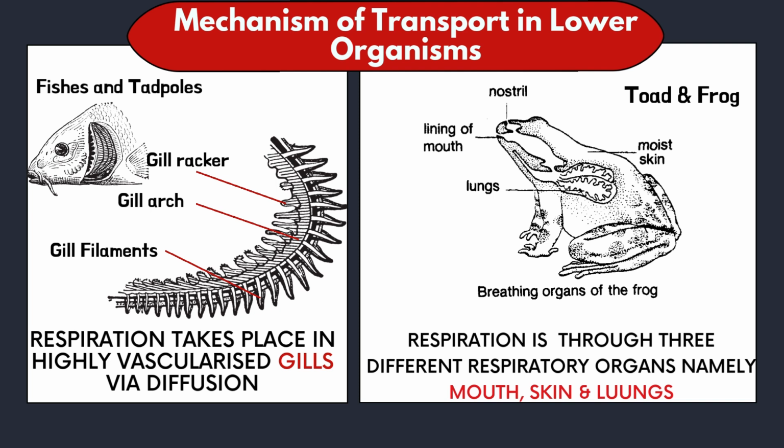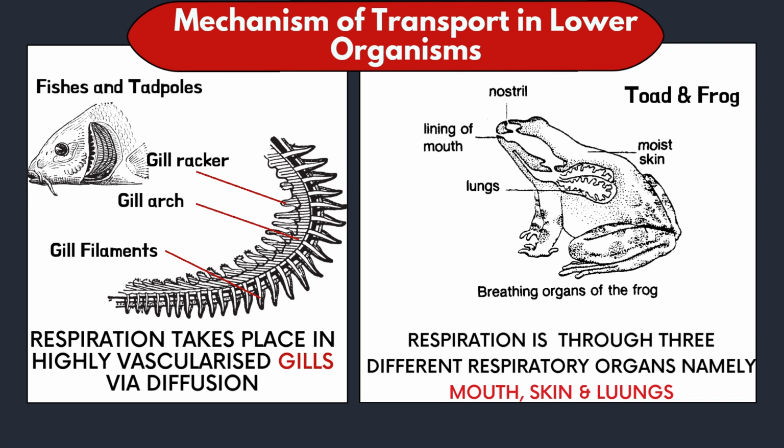Mouth or buccal respiration. The toad is capable of respiring through the mouth when it is on land. The buccal cavity, that is the mouth, is able to serve as an efficient respiratory organ because it has a very large surface area. It has a thin mucous membrane for easy diffusion, and it is well supplied with blood capillaries.